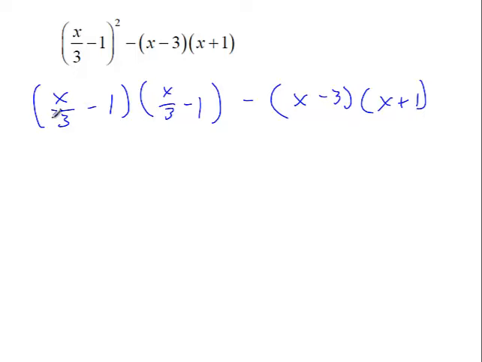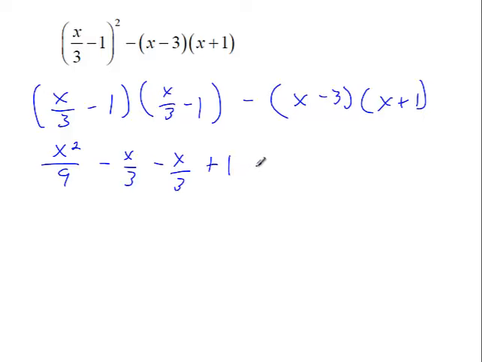So x over 3 times x over 3 gives us x squared over 9. X over 3 times negative 1 is negative x over 3. Negative 1 times x over 3 is negative x over 3. And negative 1 times negative 1 is positive 1.